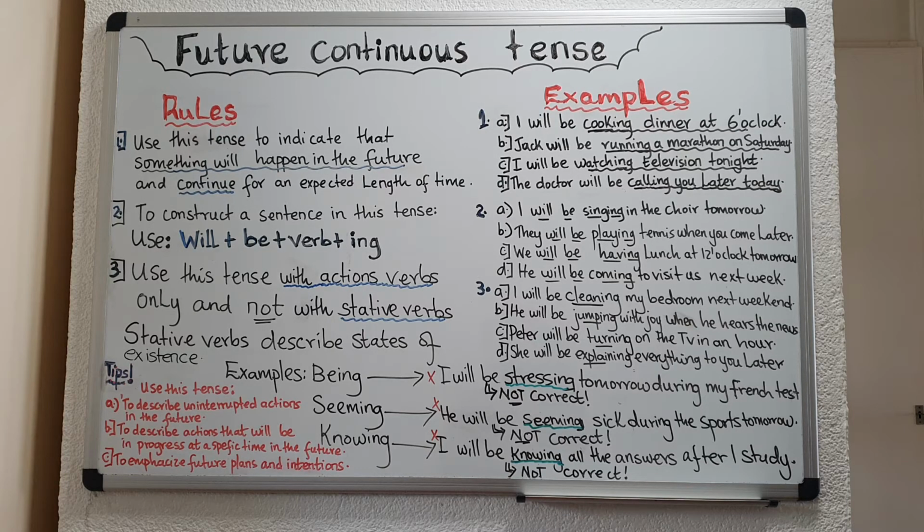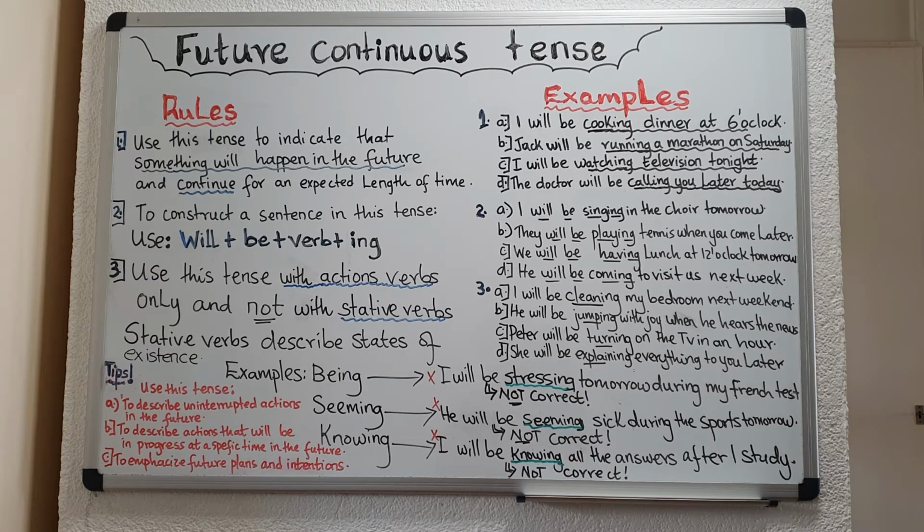In the first sentence, 1a, it is cooking dinner at 6 o'clock. That is what will be happening at 6 o'clock. But it's going to continue. The person is going to continue cooking for an unexpected length of time. Okay? So we don't know how long she or he will be spending doing the cooking. All we know is that she'll be cooking dinner at 6 o'clock, and that's going to go on for some time.